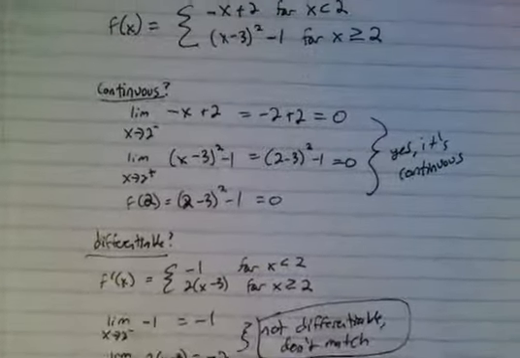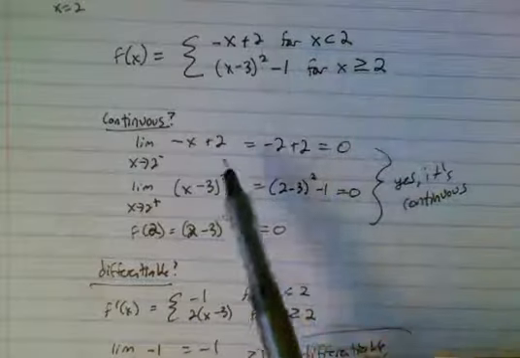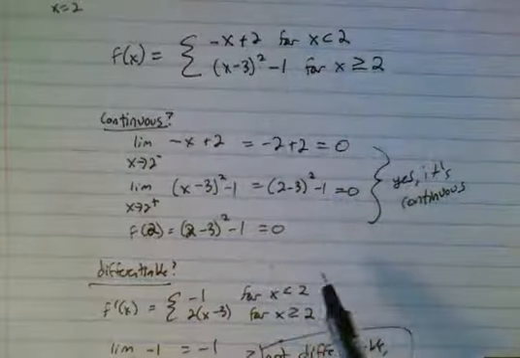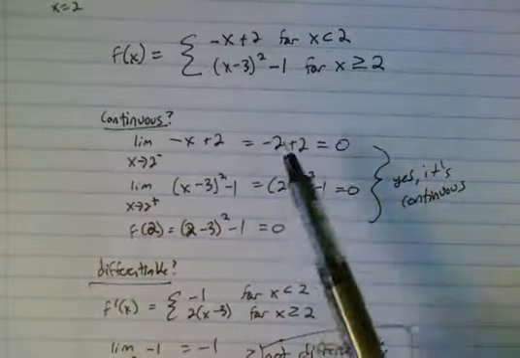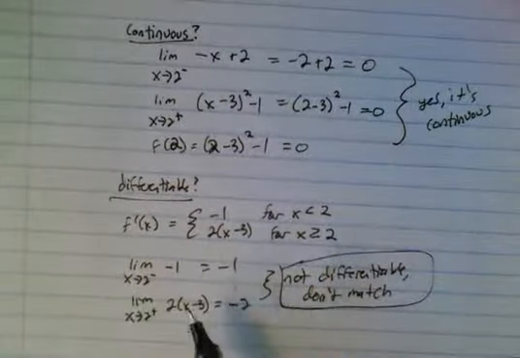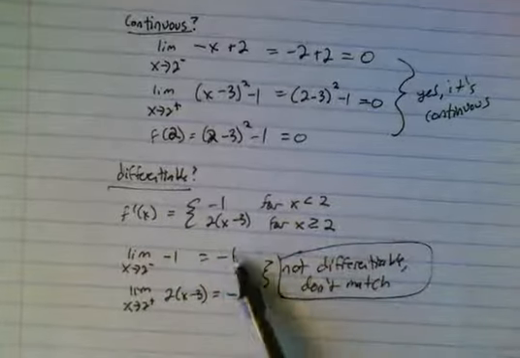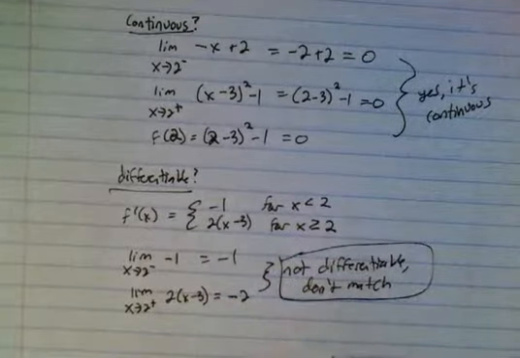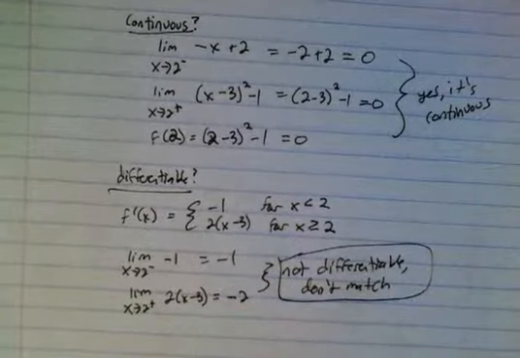Okay, here's the answer. First we looked at continuity, left limit, right limit, and value. Those are all 0, so it is continuous. When we take the derivative, this is what I get for the derivative. Plug in 2, left limit, right limit are not the same, negative 1 and negative 2. Since they don't match, the function is not differentiable.